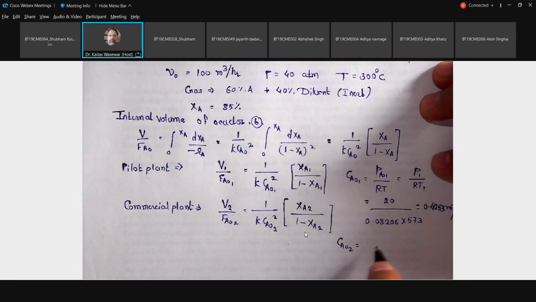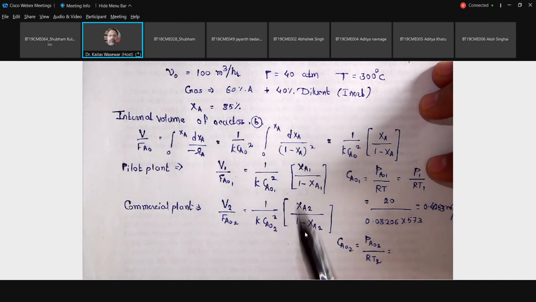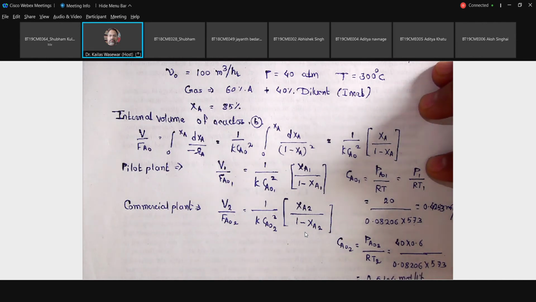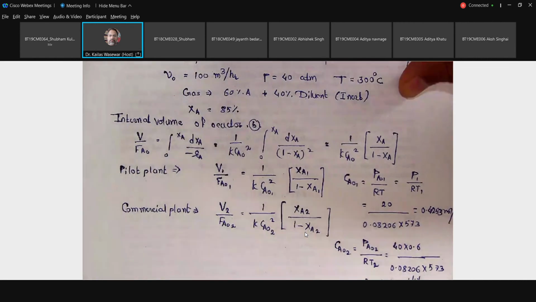Here, remember, it will be partial pressure of A upon RT2. So here total pressure is around how much, it is 40 atmosphere and gas A is 60%. So 40 into 0.6 will be the partial pressure. R will be 0.08206 in corresponding unit. Temperature is same, so it is 573. So this value will come around 0.104 mole per liter.